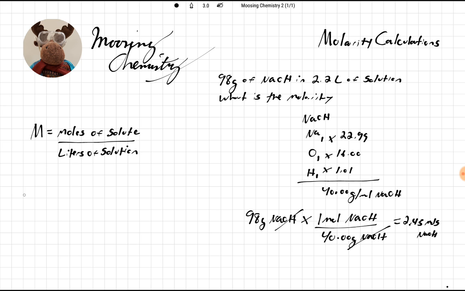Come back over here and set up our molarity. Remember, molarity is moles of solute over liters of solution. So our molarity is going to be 2.45 on top, divided by 2.2 liters on the bottom. And our new molarity is going to be 1.11 molarity. Man, this is really easy, guys.